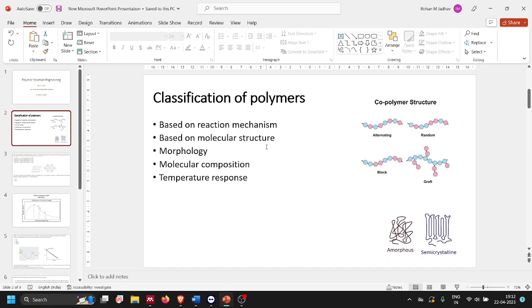Examples for this would be high density polyethylene, polystyrene, or ultra high molecular weight polyethylene, which has long straight chains which are entangled with each other.